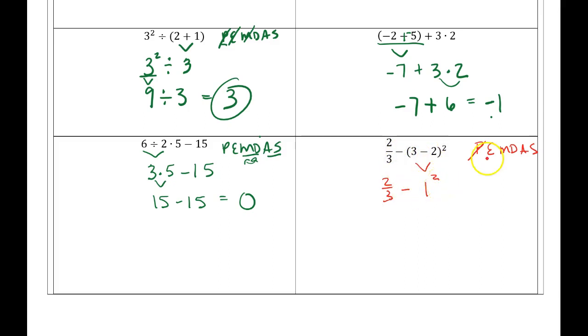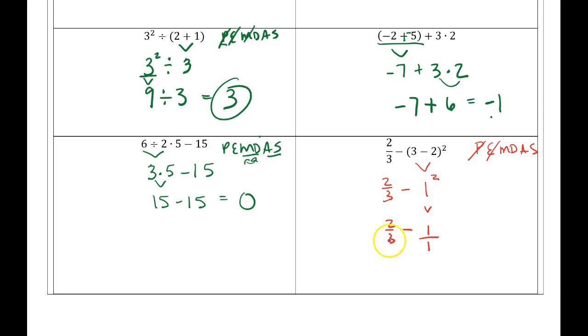Okay, now we're going to do the exponent. So 1 squared, so 1 times 1. So we only have to do that twice. 1 times 1 is 1. So when I bring that part down, it's a 1. I recopy the 2/3, I recopy the minus, and now I do 2/3 minus 1. Well, a couple of things. First of all, if you have a fraction minus a whole number, you need to make this one a fraction also by sticking it over 1.